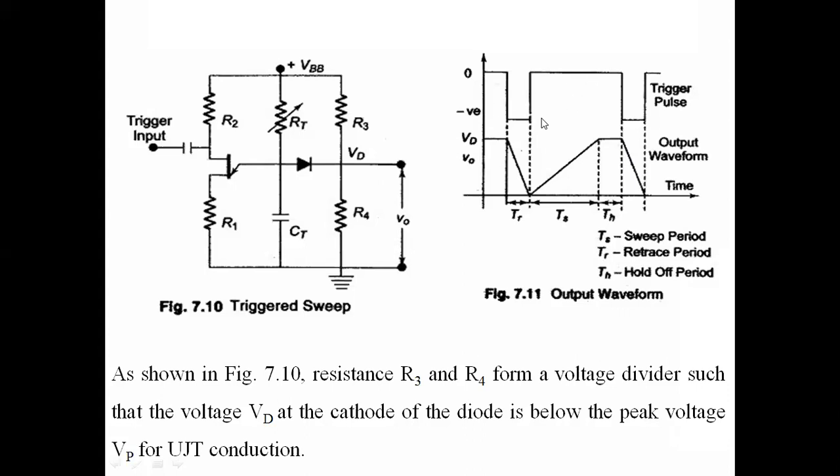The generation of this sweep is based on the applied negative trigger pulse. That's why this is called a triggered sweep generator. We are producing the sweep voltage by applying trigger pulses.